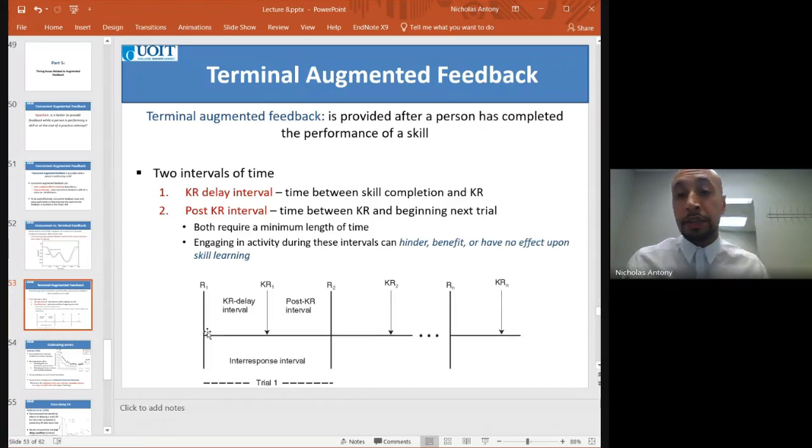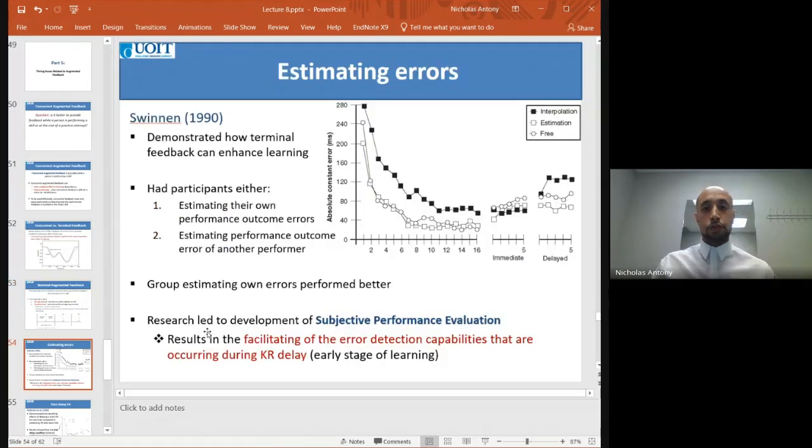That's such a simple thing that you could do, you could just say, how do you think you did? It's reiterating that whole cognitive aspect when talking about the stages of learning. That's important in the beginning stages of learning. Sorry. And so here we have the study where they had participants estimating their own errors.